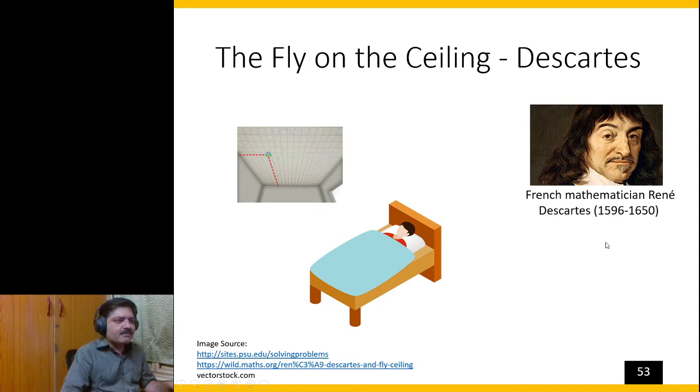Long time back, a French mathematician named René Descartes was sick and lying on his bed, and he was staring at the ceiling, and he saw a fly moving across the ceiling, and he wanted to explain the fly's trajectory to his friend. But how would he explain it? How would he say that the fly was exactly at this position and then it moved to another position and so on? So he came up with this idea of a coordinate system, and we now call that the Cartesian coordinate system.